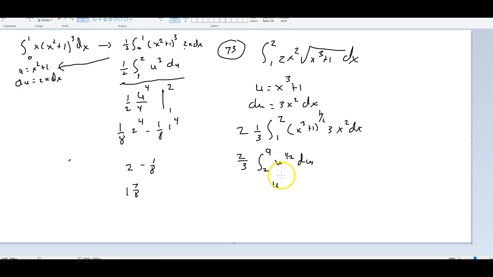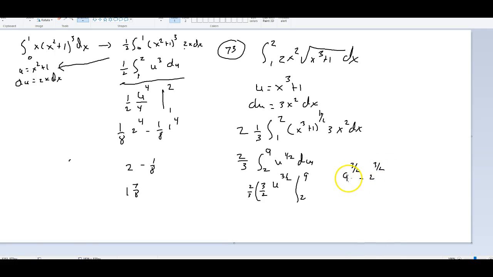Raise its power by 1. Divide by the power I get. 2/3 are still up in front. And then I'm going to do that from 2 to 9. I recognize 3 times this is all 1, right? So I end up with 9 to the 3/2 power minus 2 to the 3/2 power.